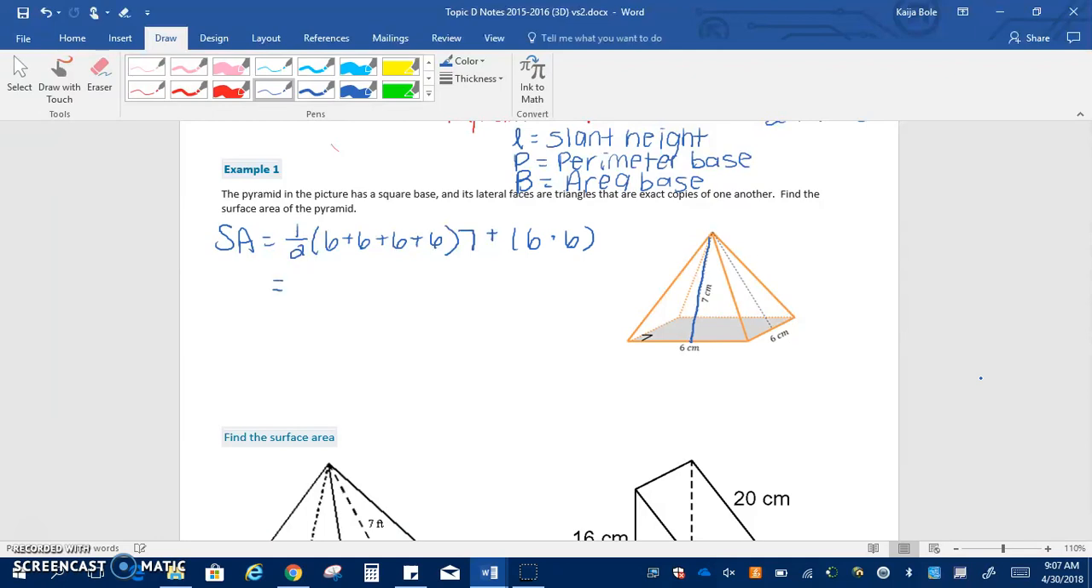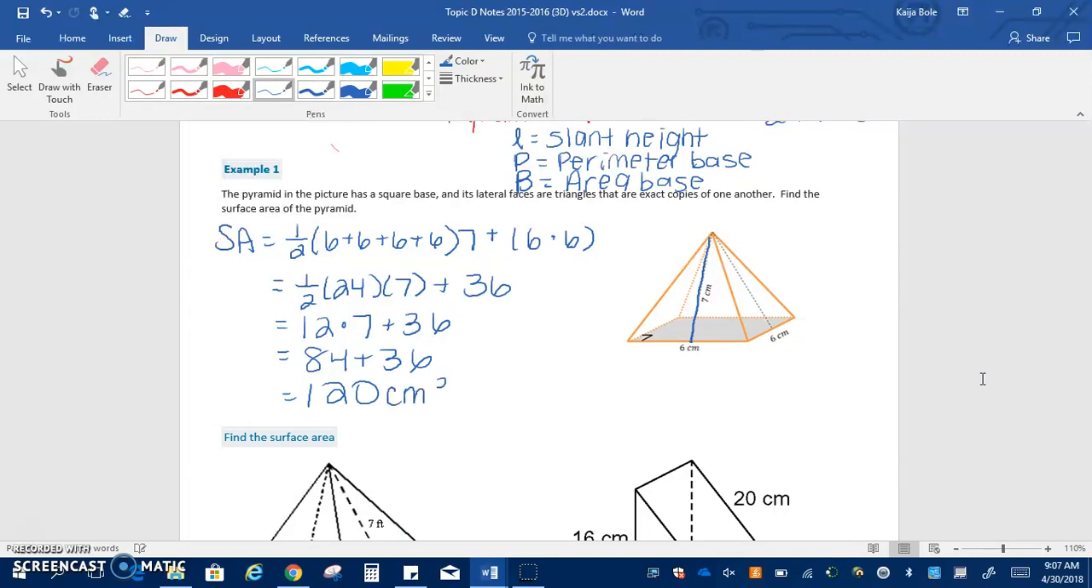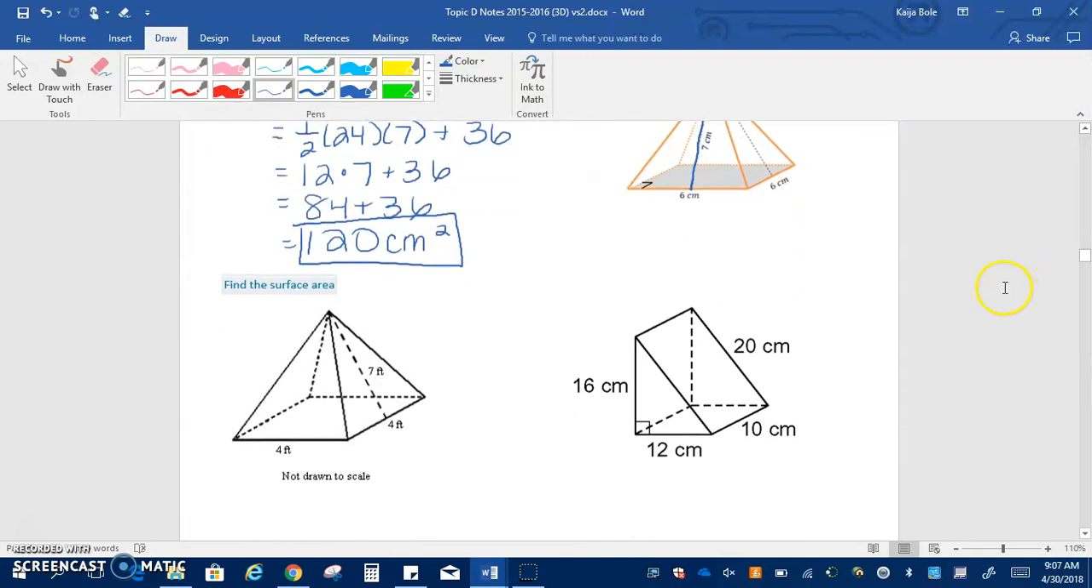So if we start simplifying, we'd have 1/2 times 24 times 7 plus 6 times 6 is 36. If we take 1/2 of 24, that would be 12. So we would have 12 times 7 plus 36, which would end up being 84 plus 36. So our final answer is 120 centimeters squared. Alright, so new formula, you just have to get used to it, but then you're really just plugging in the numbers you find on your picture.